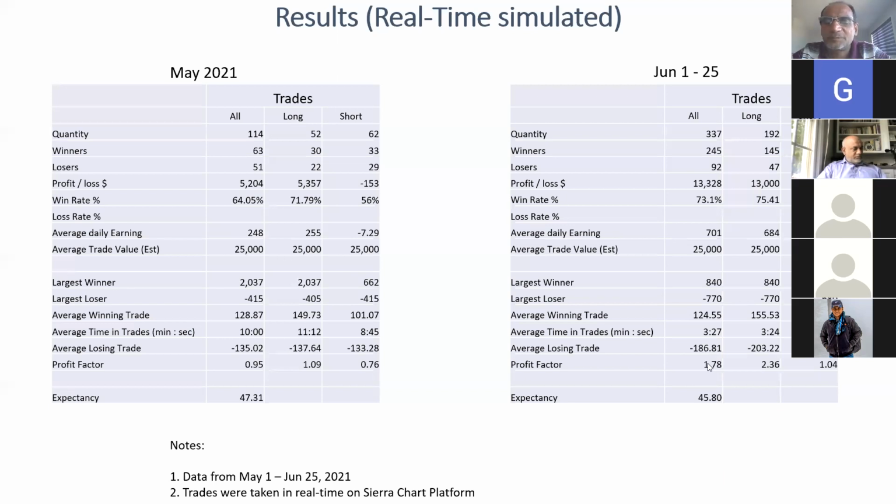It doesn't mean 78%. It means the average amount of money you won in the profitable trades compared to the average amount of money you lose in the losing trades.